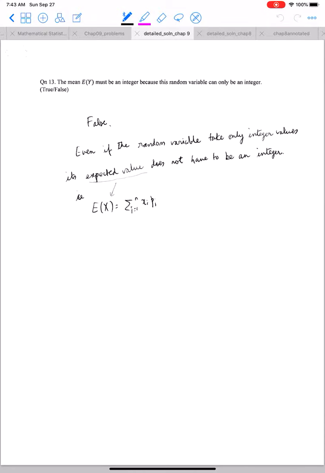The mean expected value of y must be an integer, because its random variable can only be an integer. The answer is false, because even if the random variable takes only integer values, its expected value does not have to be an integer value.